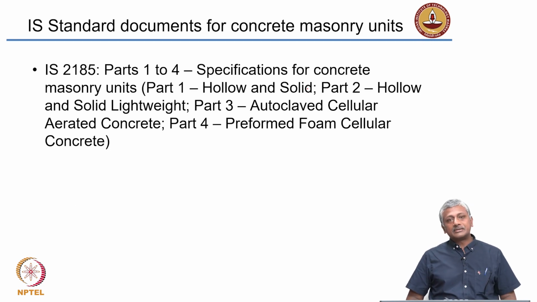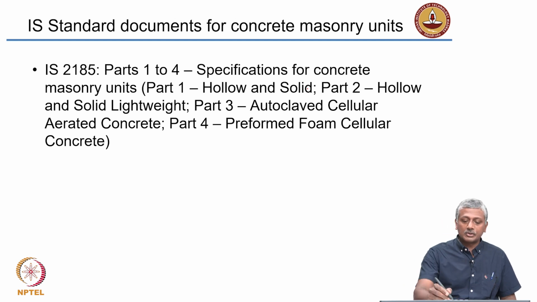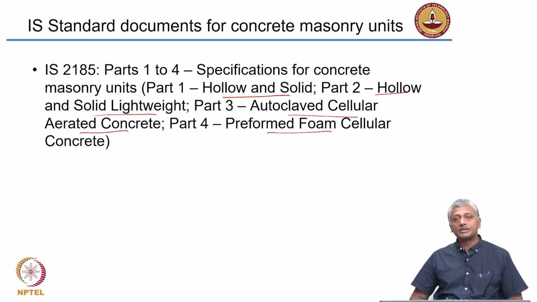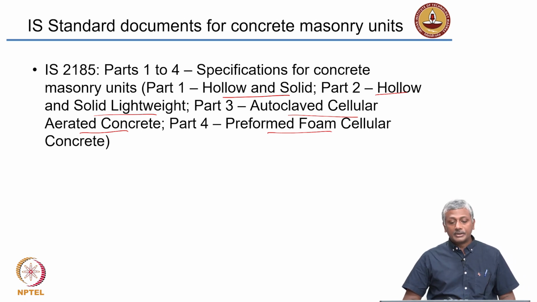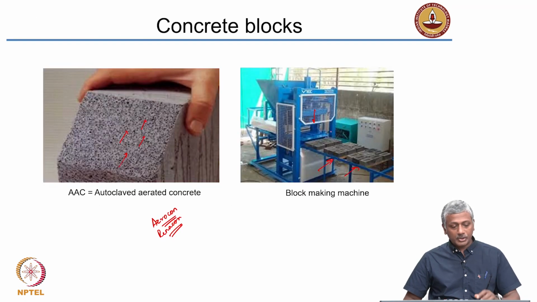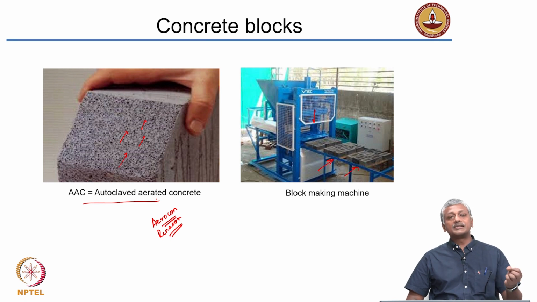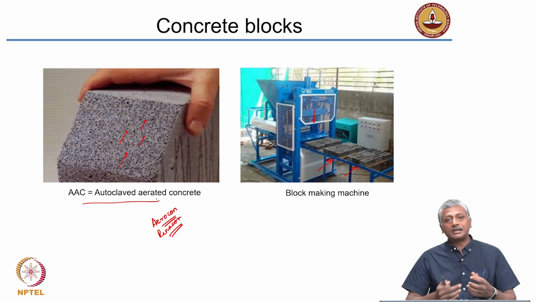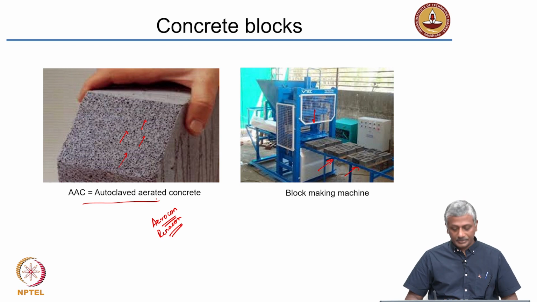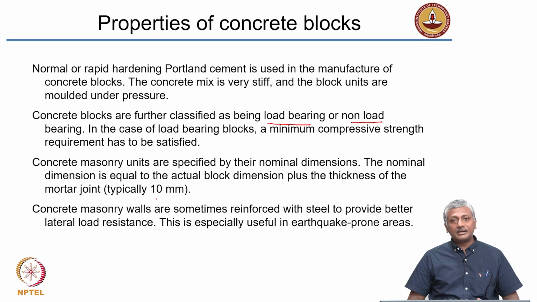So again, some examples of concrete blocks are given here with respect to masonry units which are hollow and solid, lightweight units, autoclaved cellular aerated concrete and preformed foam cellular concrete. So, what is the difference between autoclaved cellular aerated concrete and the others? This is exactly what I showed you here. This is actually an autoclaved aerated concrete. That means you put this aerating agent into the concrete and allow it to create gas inside, okay? That is called autoclaved aerated concrete.